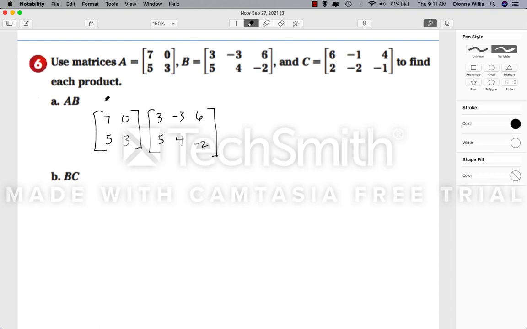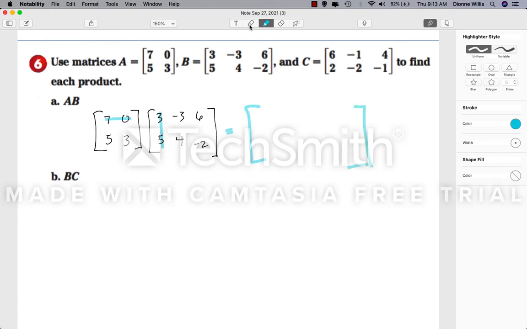And you remember we talked about having to make sure that the sizes are corresponding, particularly that the columns in the first matrix match the number of rows in the second matrix. And that is really specific. The 7 and the 0 times the 3 and the 5 added up to get the first element of the product. So it gets a little bit involved.